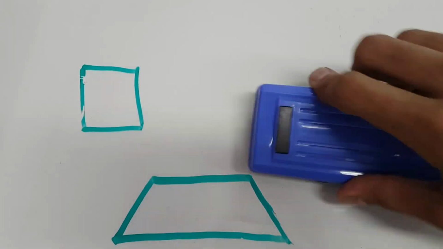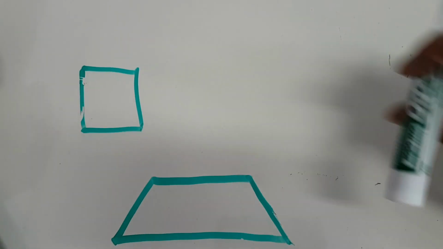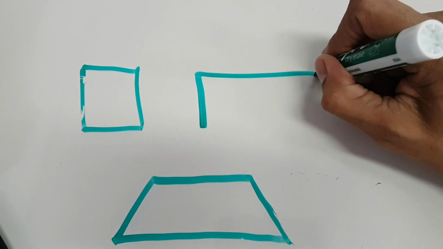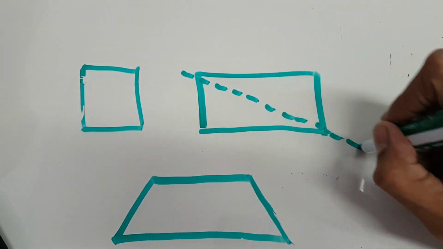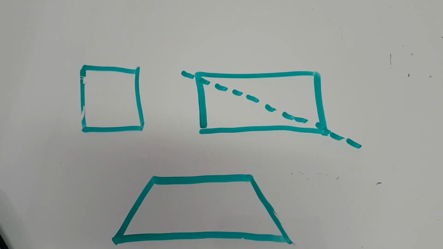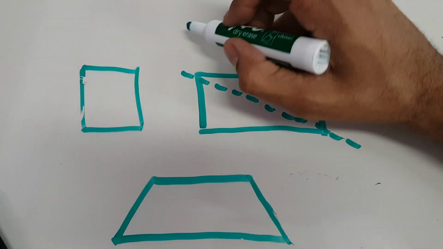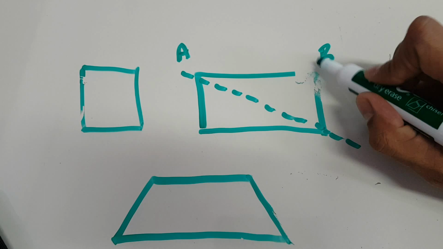It seems easy, but here's a mistake that a lot of people have a hard time with. So let's look at this diagonal. Would that be considered a line of symmetry? Okay, this is something that a lot of people struggle with.